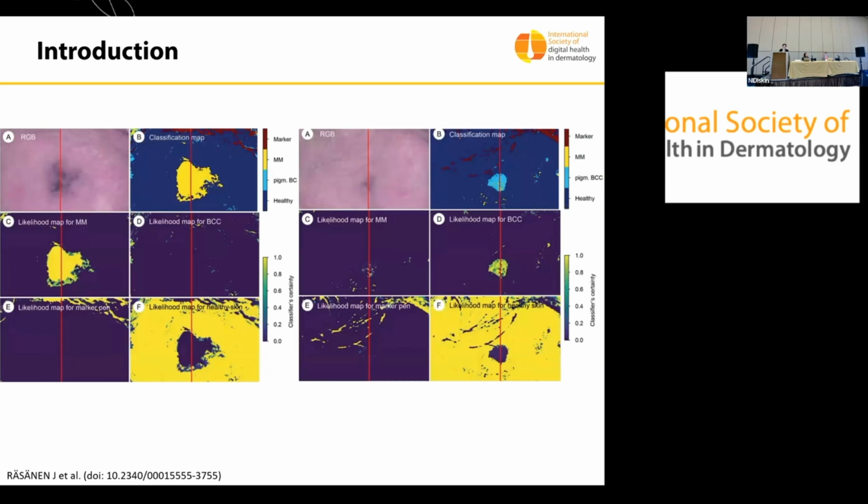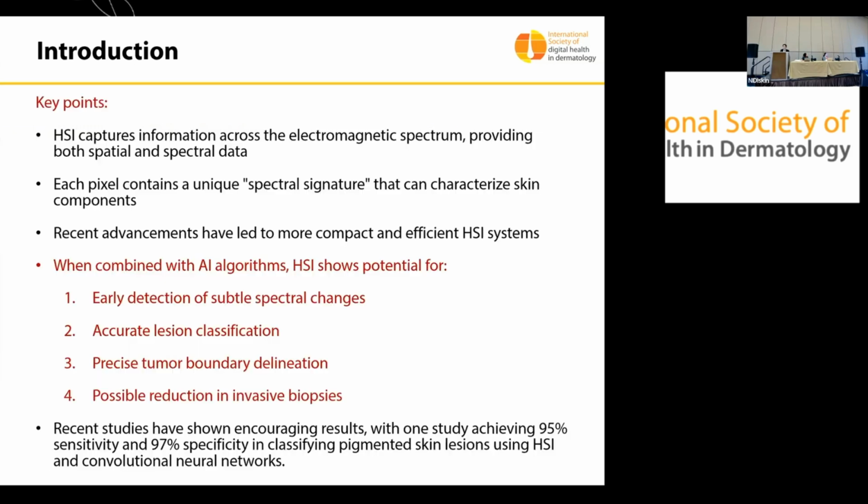These are two examples of how the HSI system outputs. On the top left, you can see an image that was processed by the algorithm, and on the bottom left, you can see it was identified as malignant melanoma. On the top right, you can see another image which was identified as basal cell carcinoma by the algorithm.